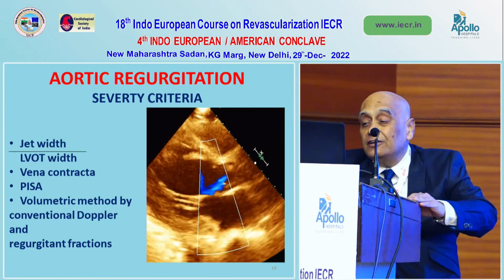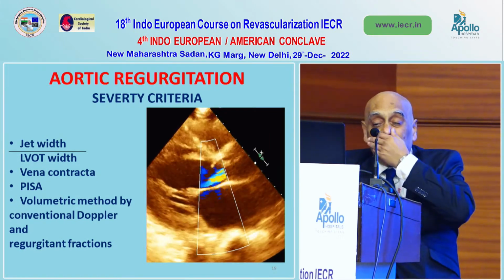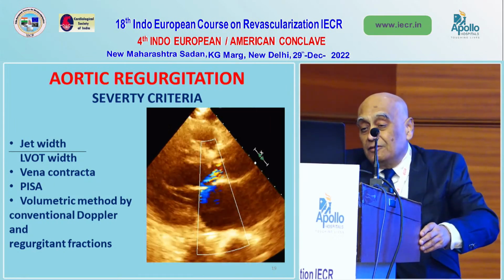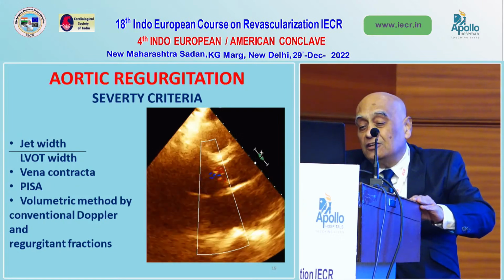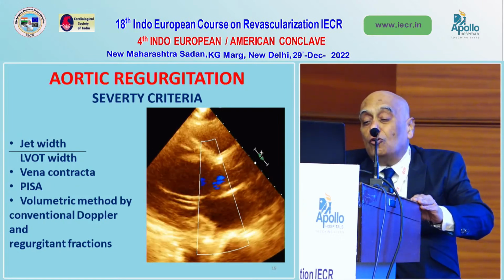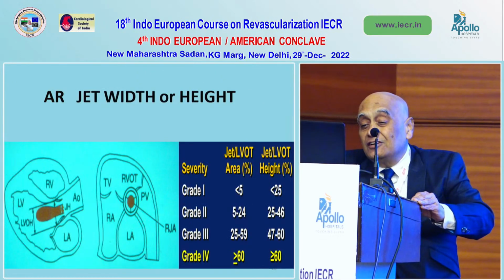What we have been doing is to look at the jet width at the origin and compare it with the LVOT width. But now we've got other methods, that is the vena contracta, this PISA, and we can also use the volumetric method by conventional Doppler and regurgitant fractions. So you can see over here the aortic jet width or the aortic jet height.